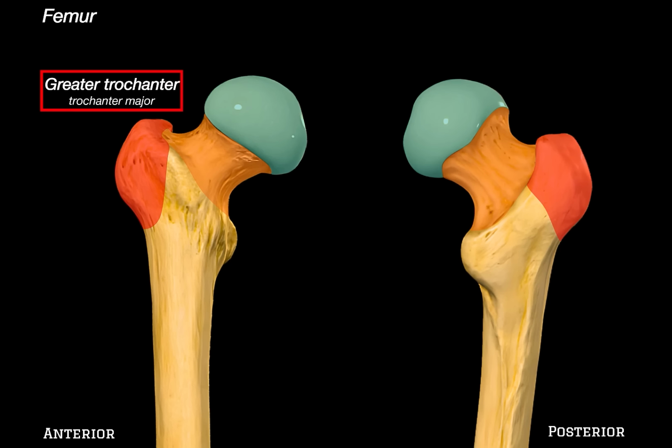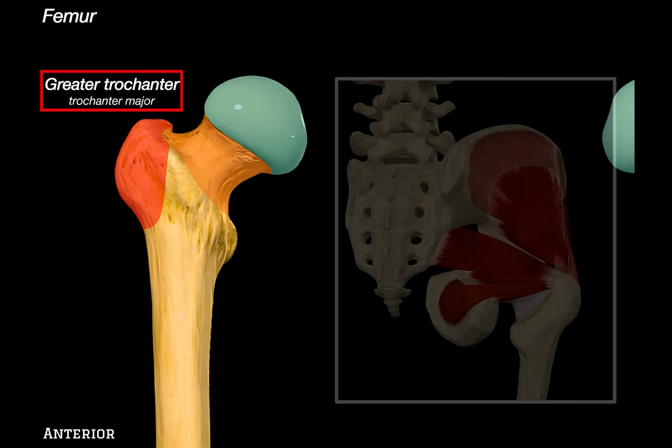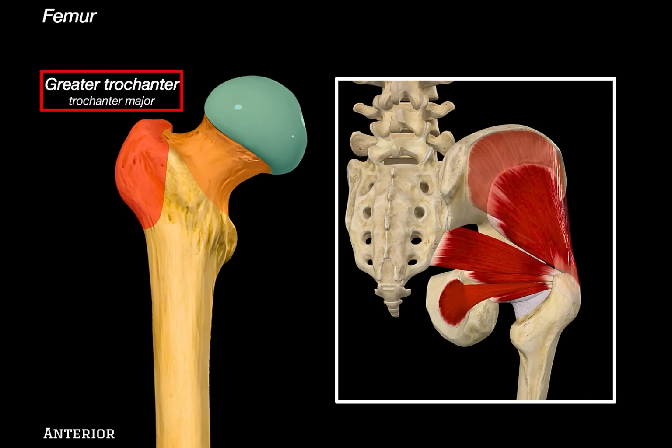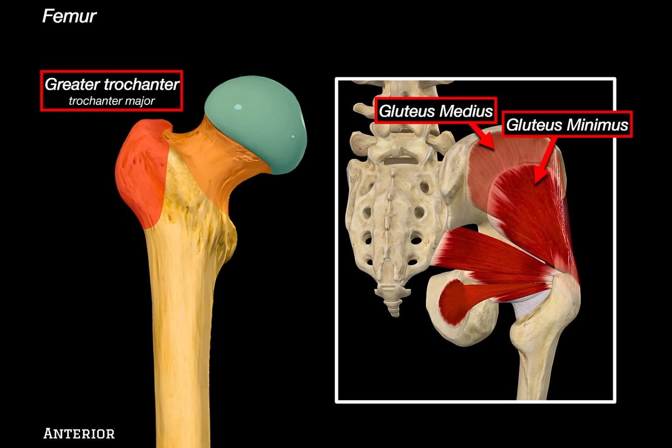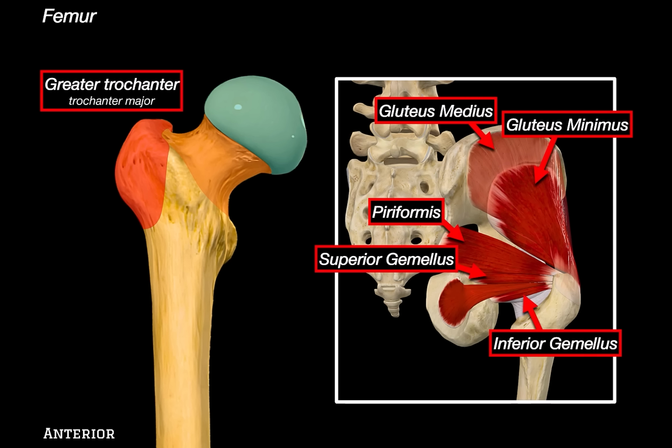The next structure we can see is the greater trochanter. The greater trochanter is a really important part of the bone because so many muscles from the hip insert right into this area. You can see here, we've got the gluteus medius, gluteus minimus, piriformis, superior gemellus, inferior gemellus, and the obturator internus. All of them attaching right into the greater trochanter.